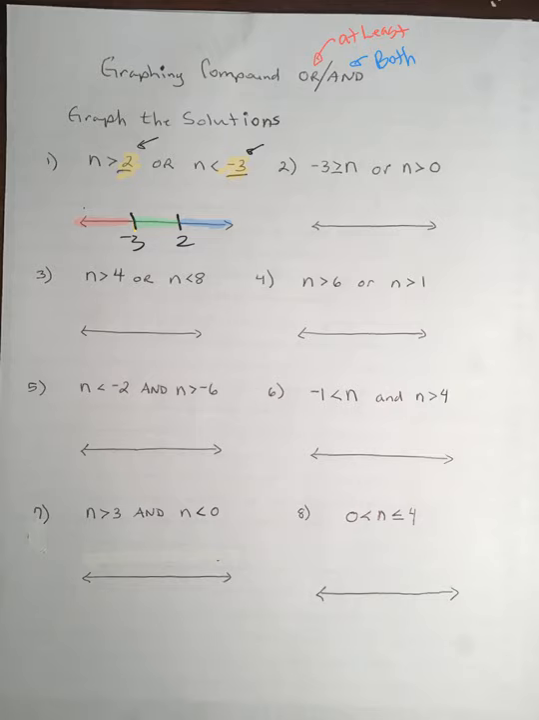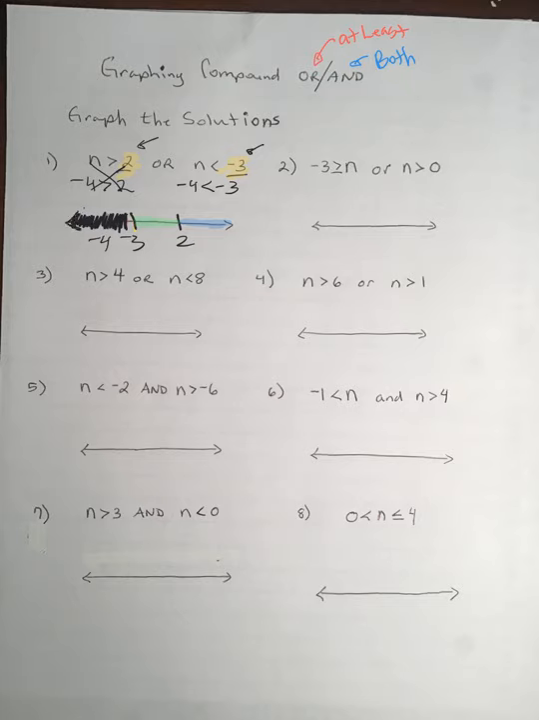So one method is to test. Pick a number in the red section, like maybe negative 4. If I test negative 4, is negative 4 greater than positive 2? No, that's false, so it doesn't work for the first one. Is negative 4 less than negative 3? That's a true statement. So that means these numbers are solutions. Anything in the red section is a solution, so we're going to shade it, and we should shade the arrow.